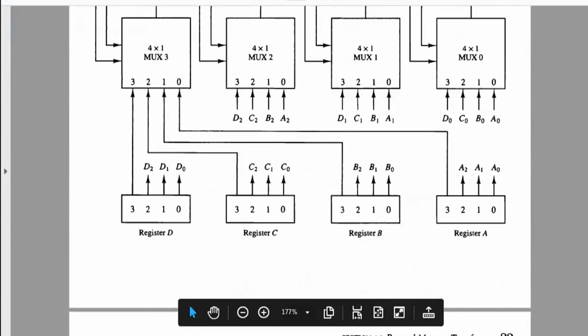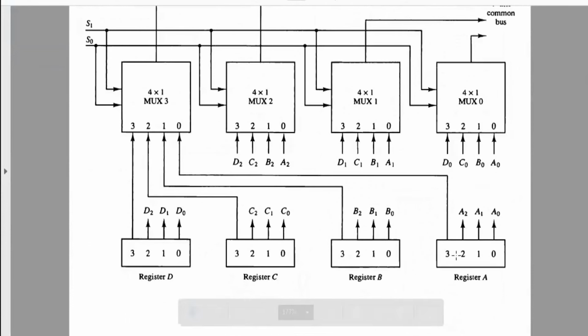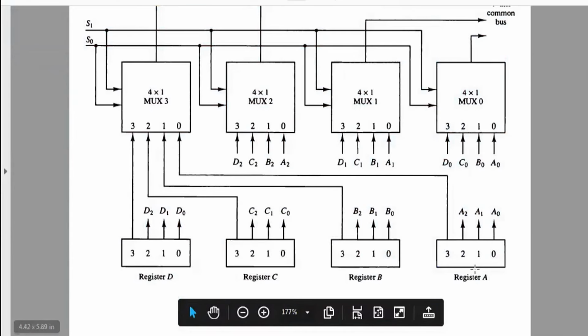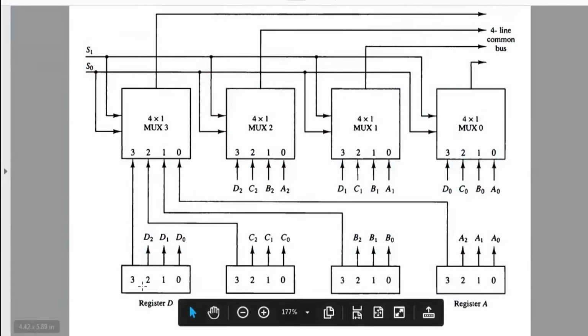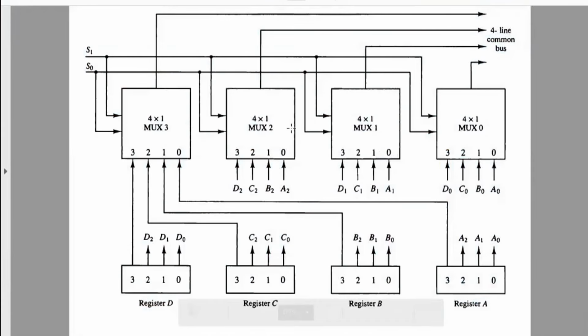ये अच्छा सा figure देखो अब. Here you have 4 registers A, B, C and D. Each register is of 4-bit. How are you connecting the multiplexers with the registers? How is this common bus connected? Here they have shown the example of only the 3rd bit of each register connected to the first multiplexer. ठीक है, मैंने आपको पूरा एक register करके दिखाया. Connect A0 to the first multiplexer, A1 to the second, A2 to the third, and A3 to the fourth.